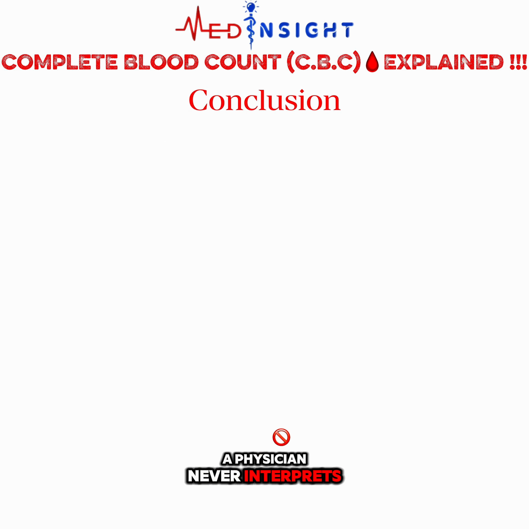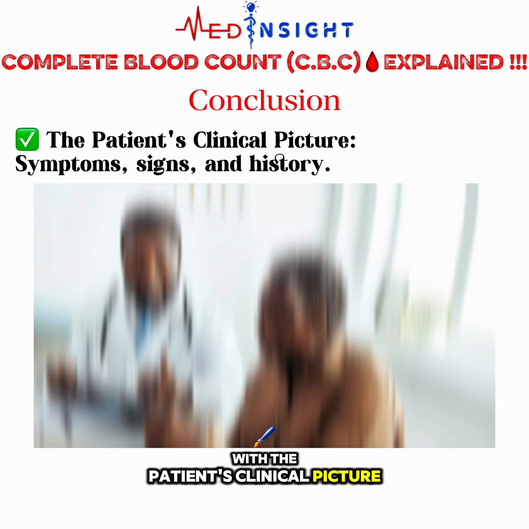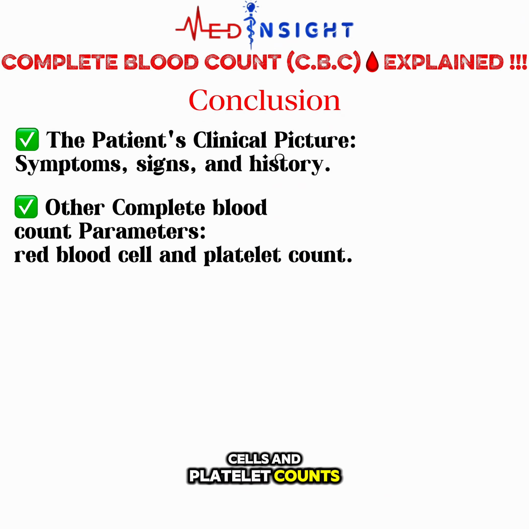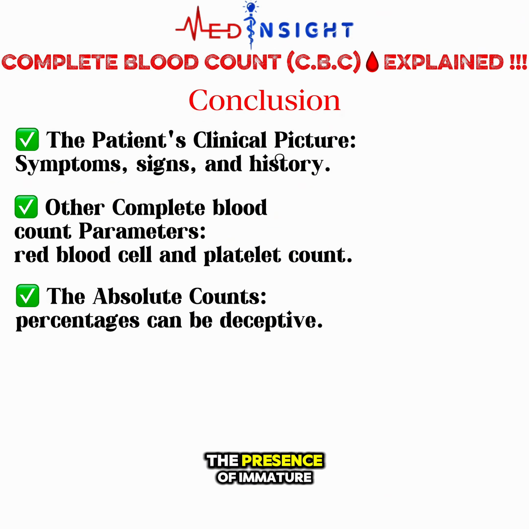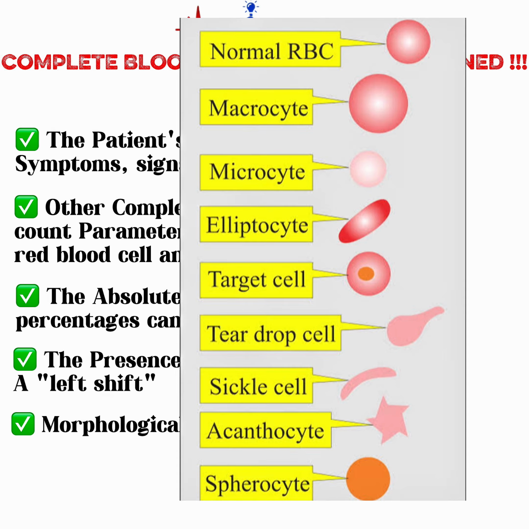A physician never interprets a white blood cell count differential in isolation. It is always correlated with the patient's clinical picture. Other complete blood count parameters like the red blood cells and platelet counts, the absolute counts, the presence of immature cells like the left shift, and morphological abnormalities.